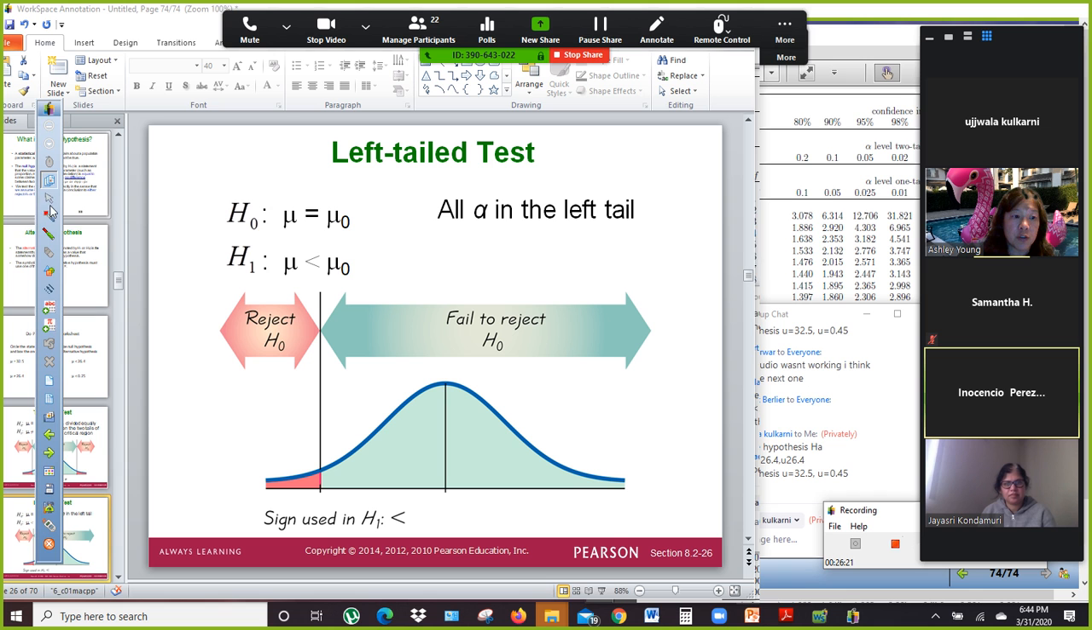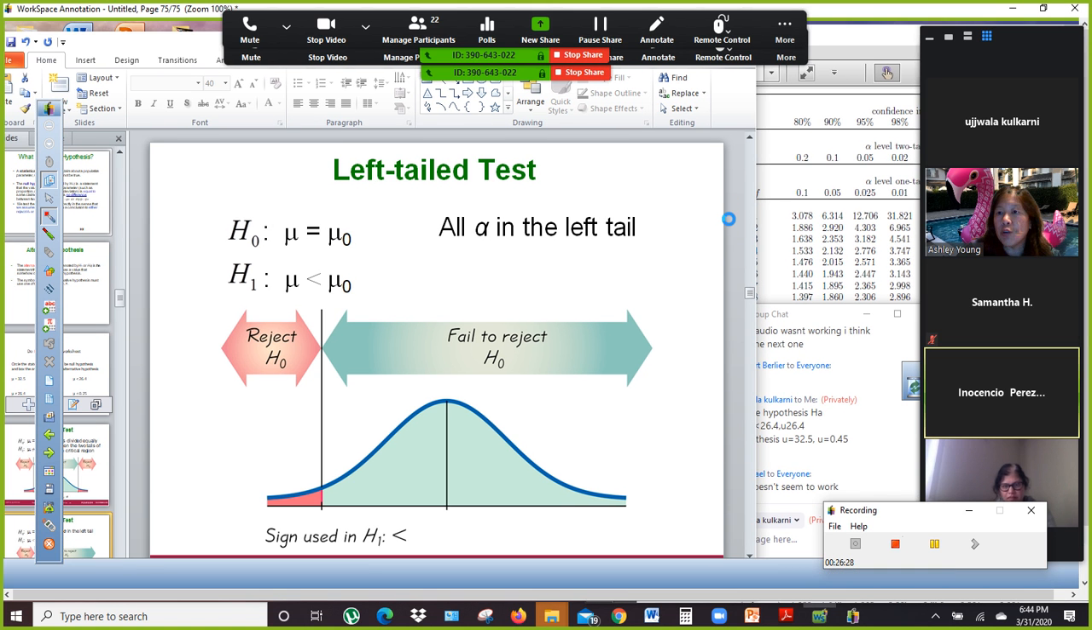If it's left-tailed, whoever that is, if you can mute your microphone, that'd be great, because we're getting some feedback.